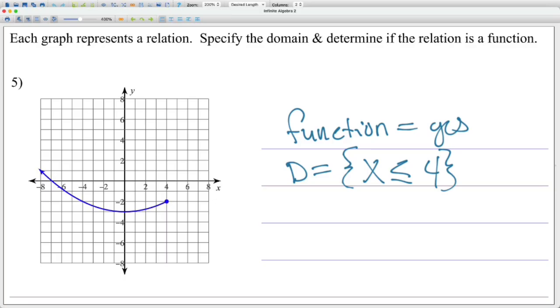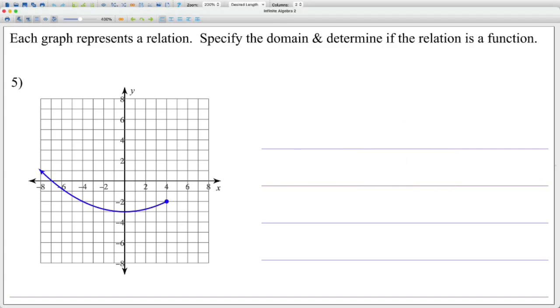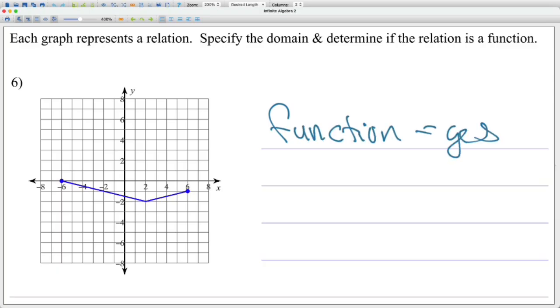All right, let's do number 6. Okay, this one. Is this a function, yes or no? Yes, it is. Okay, so function is yes. But the domain, is the domain all real numbers? Does it keep going forever and ever?